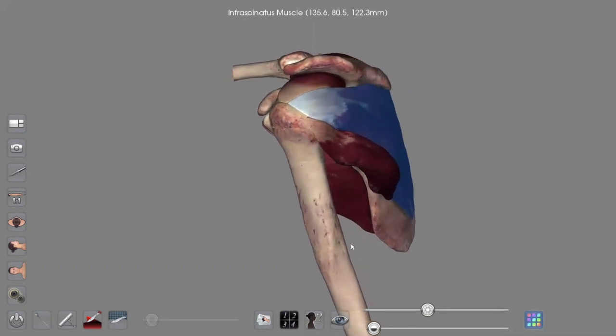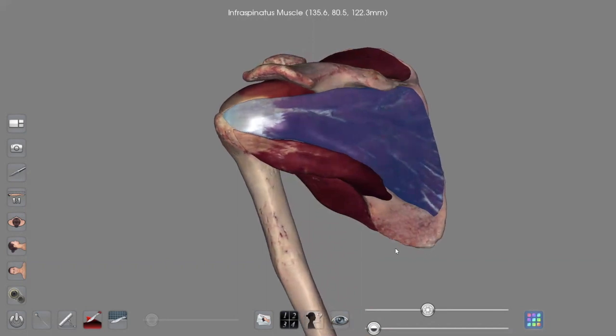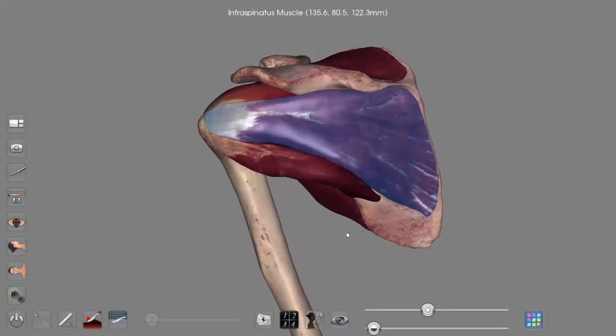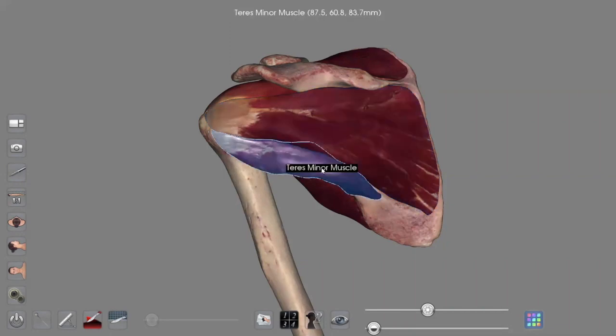The infraspinatus is also innervated by the suprascapular nerve, and its actions are to, as well, hold the humeral head against the glenoid fossa, but because of its more lateral orientation, the infraspinatus is also going to be an external rotator of the shoulder. Lastly, within our posterior cuff, we have our teres minor.